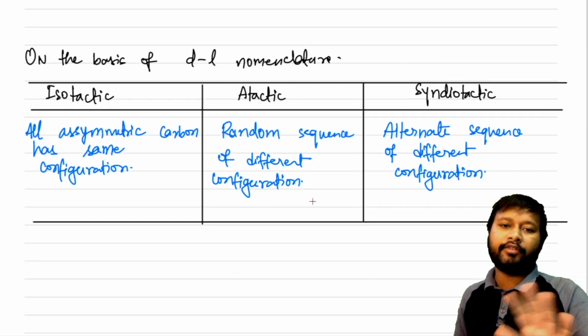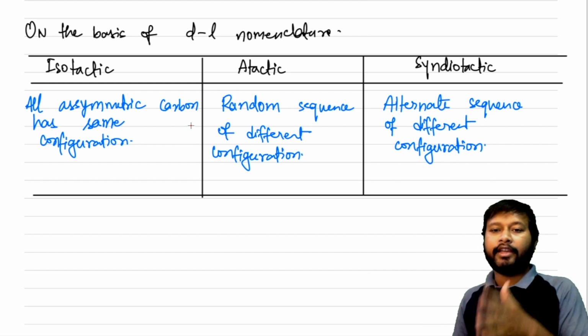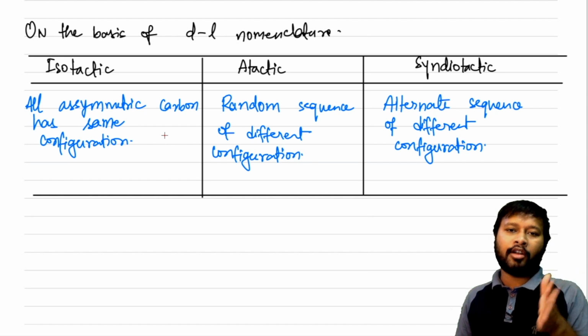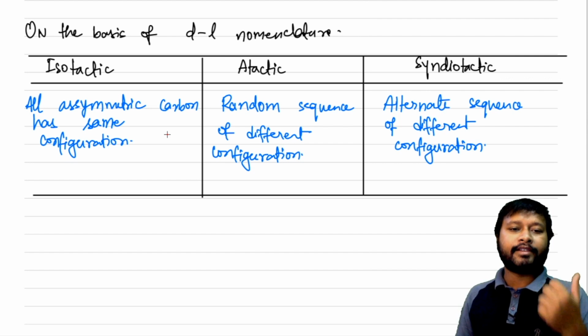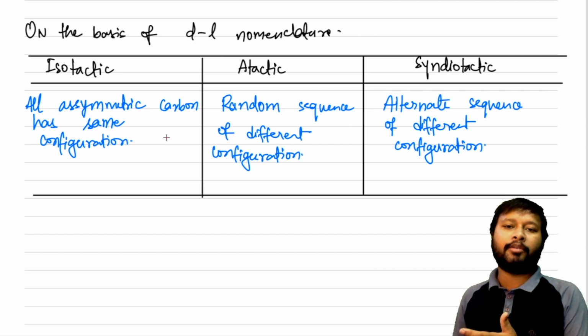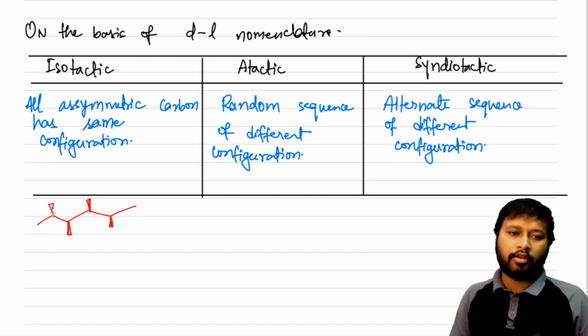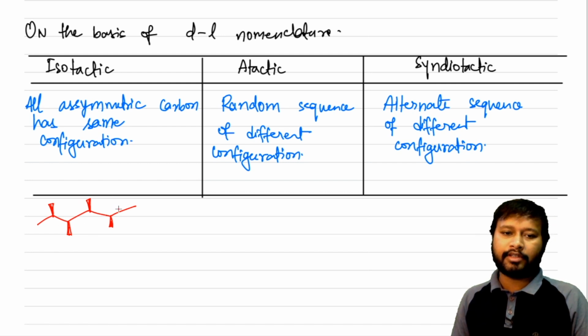On the basis of D/L configuration also, we have three types of polymers: isotactic, atactic and syndiotactic. In the isotactic, all the carbons of the monomeric unit will have the same configuration. Either all of them will be D or all of them will be L. For example, if I just talk about this particular polymer, if you look at all of these carbons and find out the configuration, it is going to be the same.